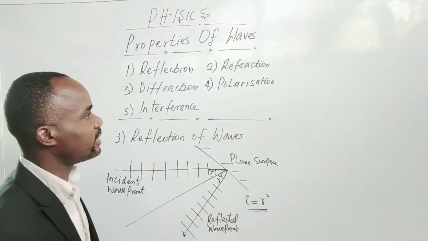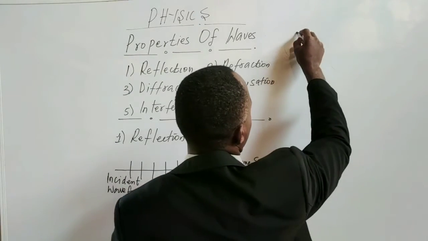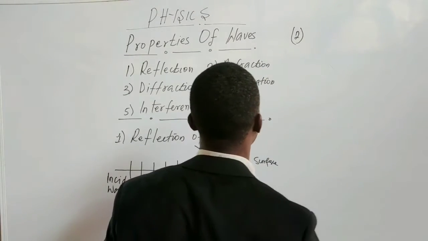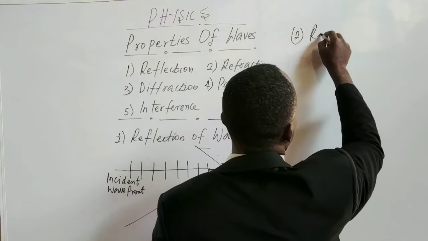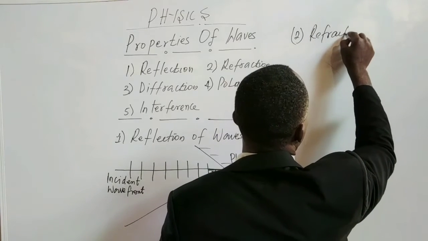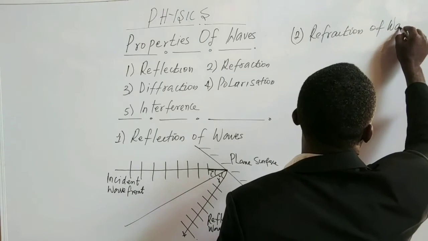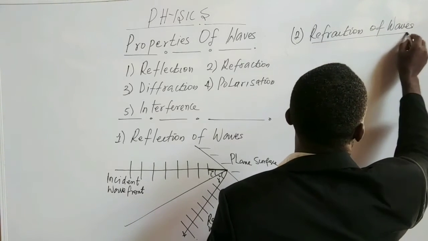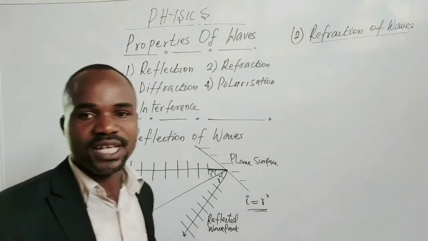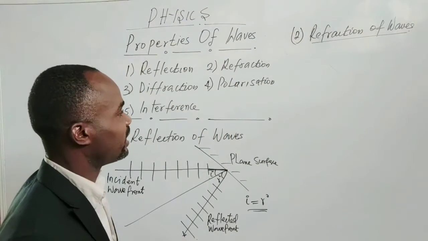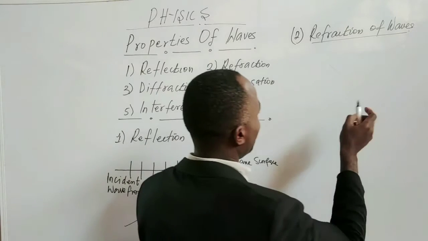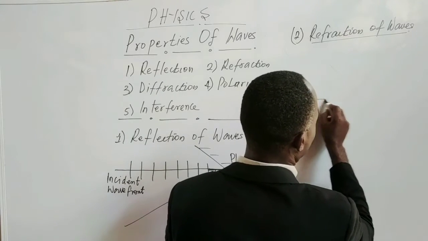Now let's look at number 2. Let's see how waves can be refracted. That brings us to refraction of waves. Let's see how waves can be refracted. Before that, let's see a schematic representation of that.